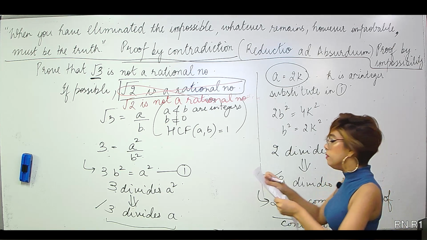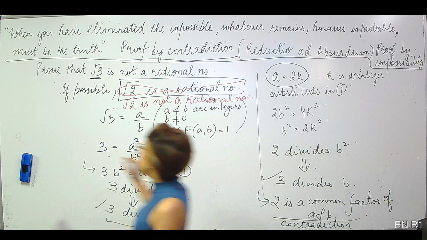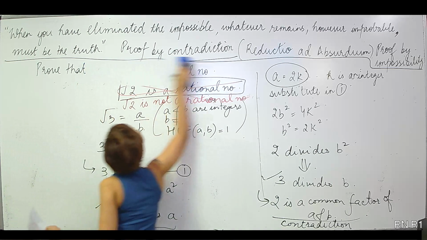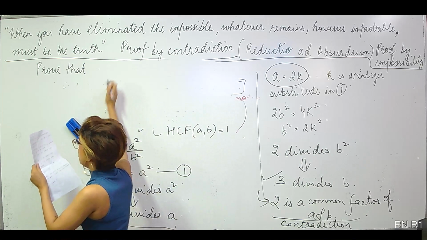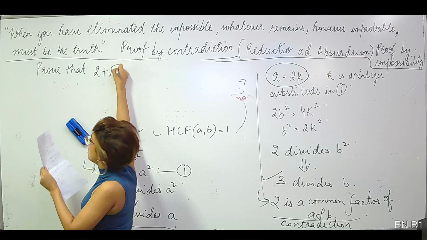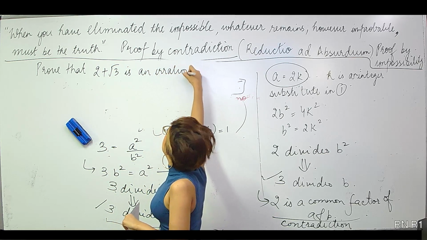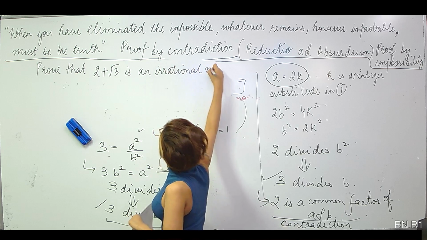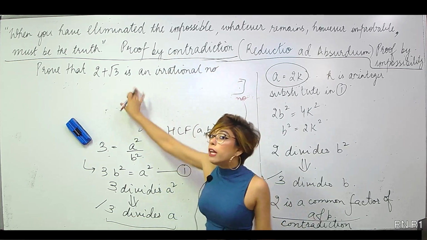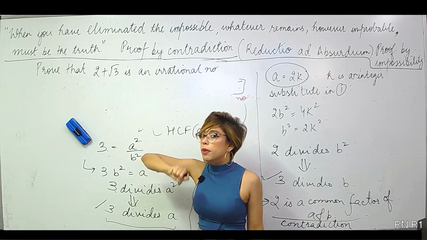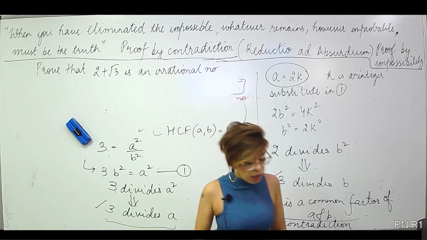Now, let's proceed further. Prove that 2 plus root 3 is an irrational number. Mind it, you have just proved that root 3 is an irrational number. Using that, you need to prove this. Come on, hurry up.